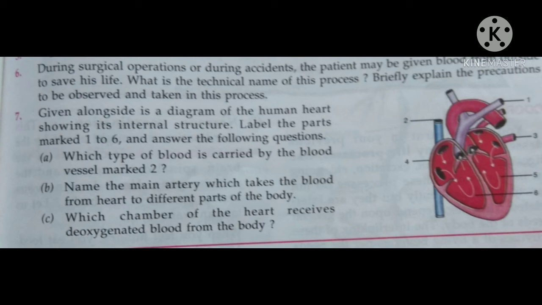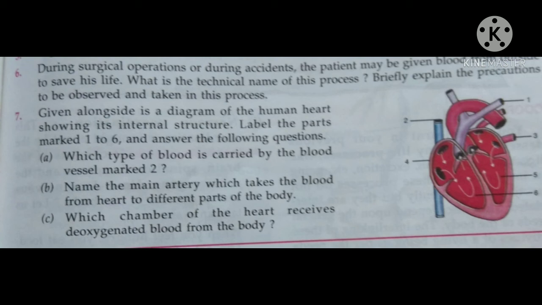Next, given alongside is a diagram of the human heart showing its internal structure. Label the parts marked 1 to 6 and answer the following questions. For this, no need to draw the diagram in your notebook because they have already given the diagram in the textbook. First, you have to label the parts 1 to 6.